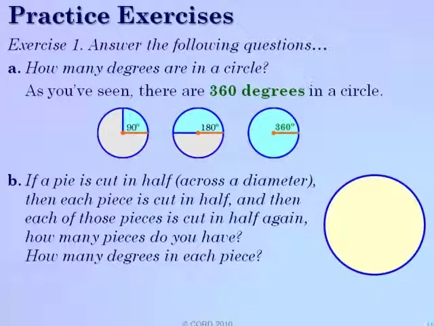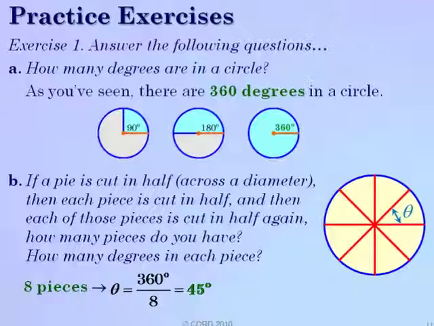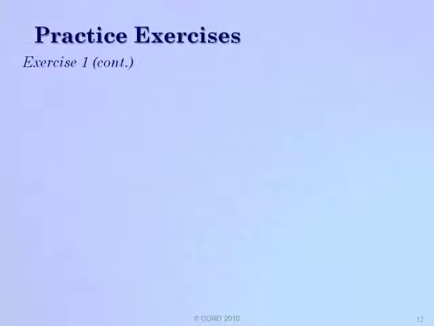Now, if a pie is cut in half across the diameter, and then each of those pieces is cut in half, and each of those pieces is cut in half again, how many pieces do we have? And how many degrees are in each piece? Well, it's pretty easy to see that there are 8 pieces here. And so if we have 360 degrees in all of them, and then you divide by 8, then each one must be 45 degrees.